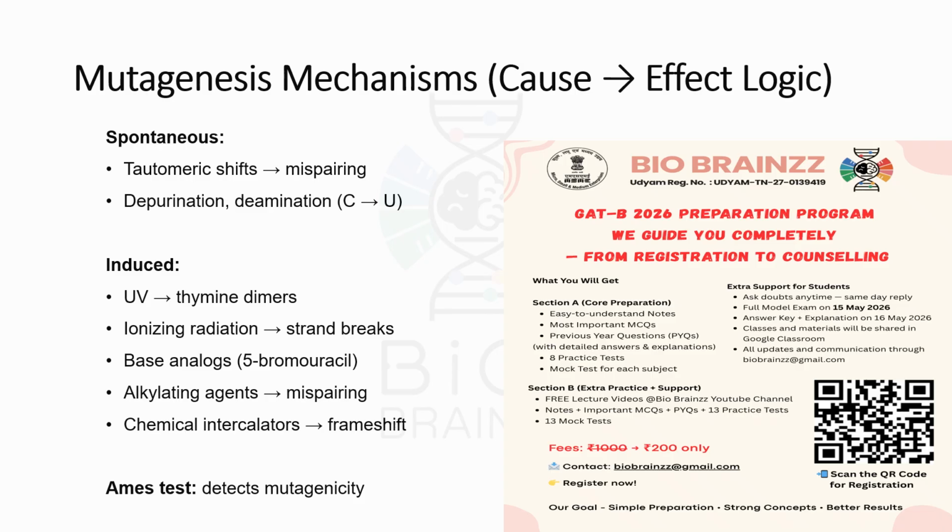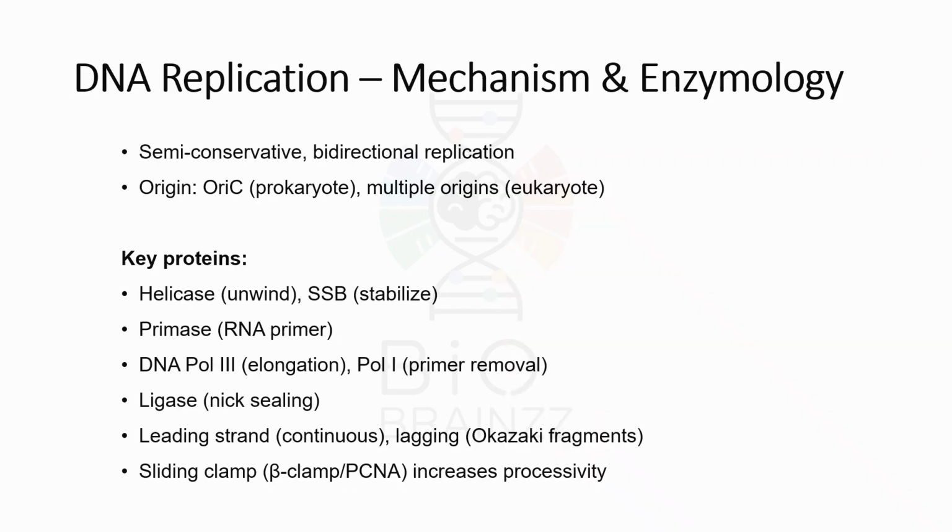For example, UV radiation causes thymine dimers, which distort DNA structure. Chemical mutagenesis can cause mispairing or frameshift mutation. Ames test is used to detect the mutagenic potential of substances. In exam, always relate the mutagen with the type of mutation it causes.